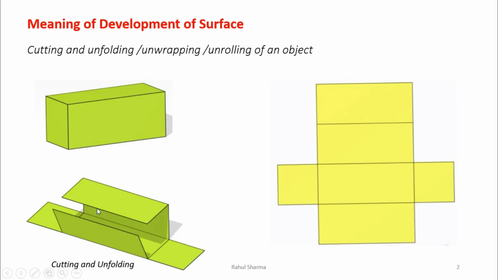Now you can see all the faces. This is a square or a rectangular prism, so it has 4 faces and one base and top. These faces are known as lateral surface. When you cut and unfold, it will have this type of shape, and this is known as development of surface. Now we will see why we have to develop a surface.